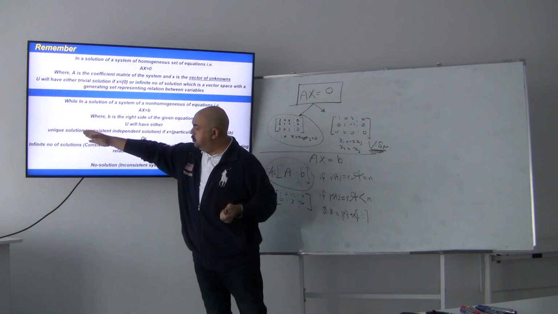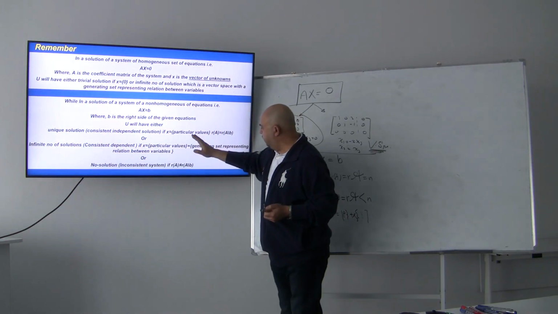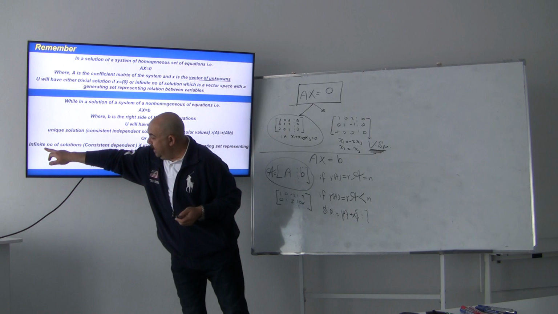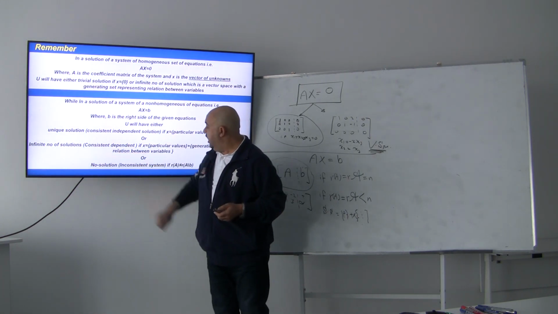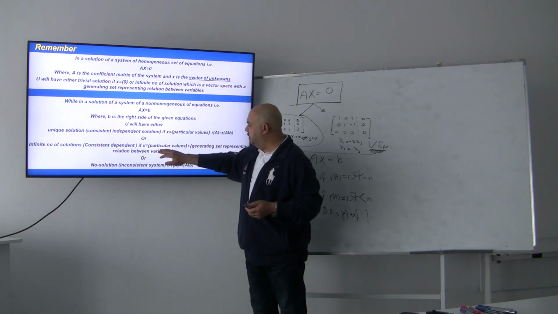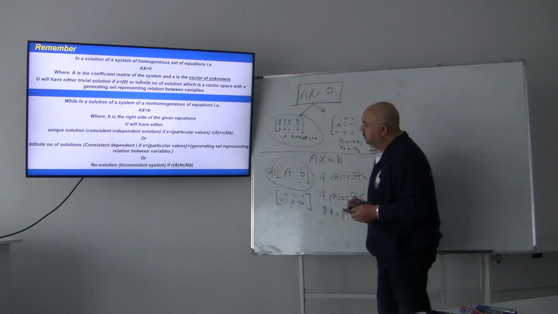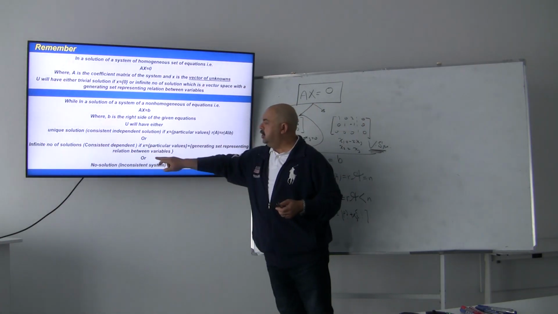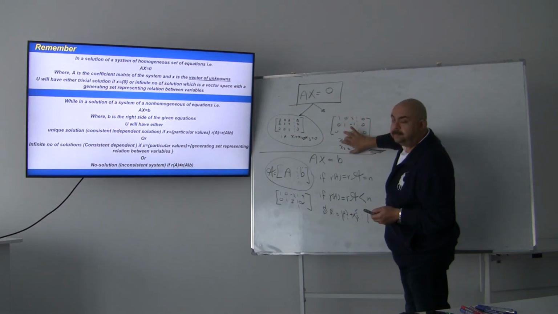Okay, if I have a unique solution, that is a consistent independent solution, x equals a particular value, and this will happen if the rank of A equals the rank of the augmented matrix. Otherwise you will have an infinite number of solutions, or a consistent dependent system, and it equals x particular values. Here are the particular values that I'm talking about, plus a generating set representing the relation between variables, exactly like this part.